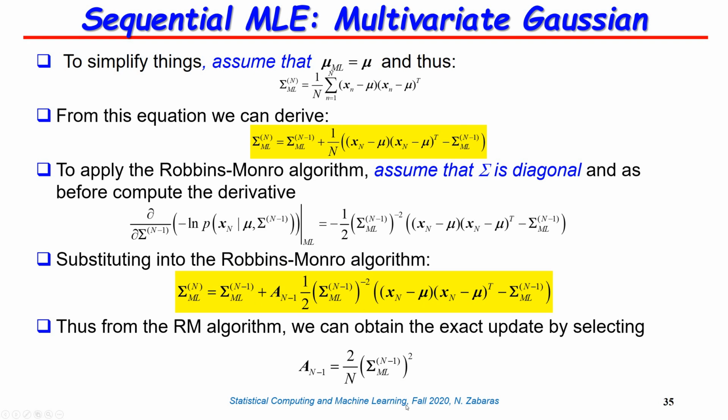Again, you don't have to use this exact update formula. You can use a learning rate that satisfies the Robbins-Monro conditions, and this formula will converge even though it is not an exact update, and usually it converges in very few iterations.